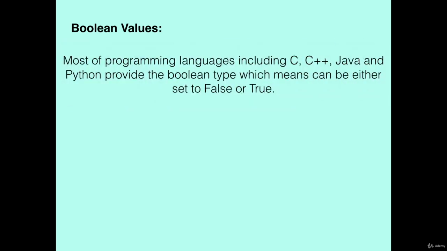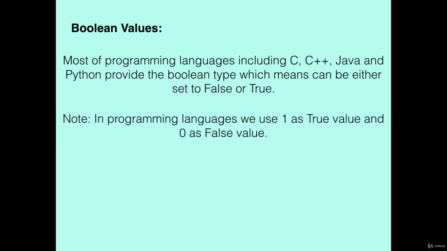Boolean values. Most programming languages, including C, C++, Java, and Python, provide the Boolean type, which can be set to either false or true. Note, in programming languages, we use 1 as the true value and 0 as the false value. Let's see how.